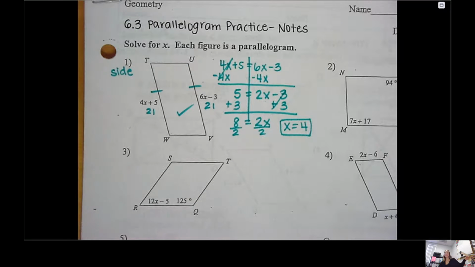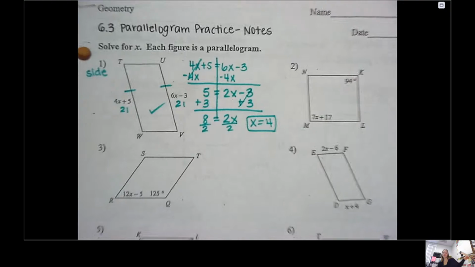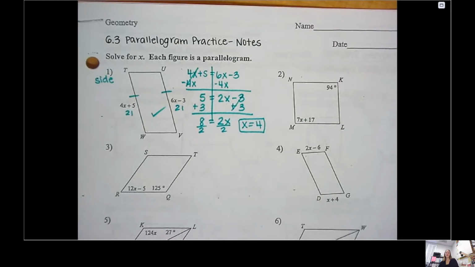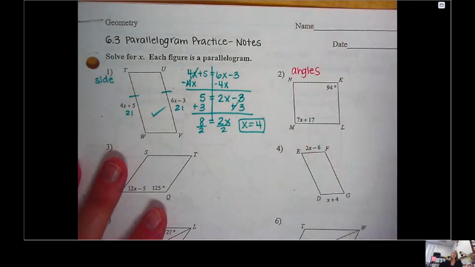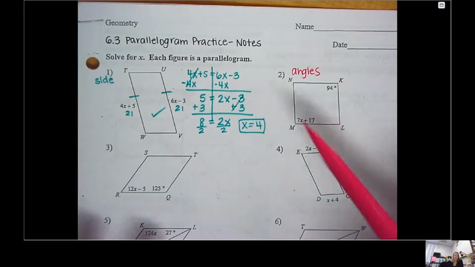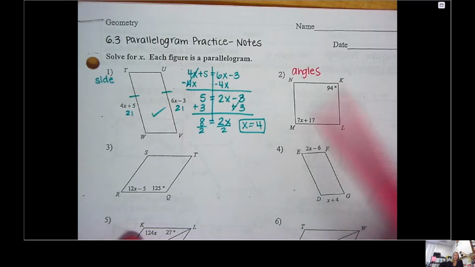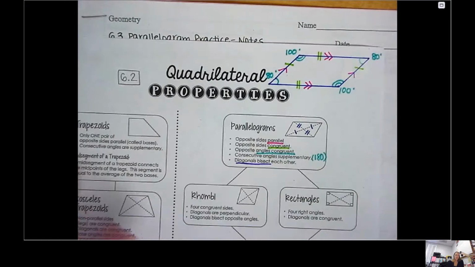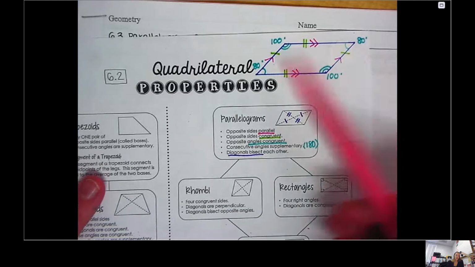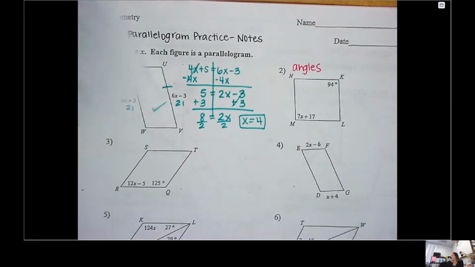All right, number 2. Am I looking at sides or angles in number 2? Angles, how do you know? It's on the interior, and one of them even has a degree symbol next to it. So these are angles. Okay, so if we look at their location, M and K are across from each other. If I look back at my picture, what do you notice about 2 angles that are across from each other? They're congruent. They're the same.